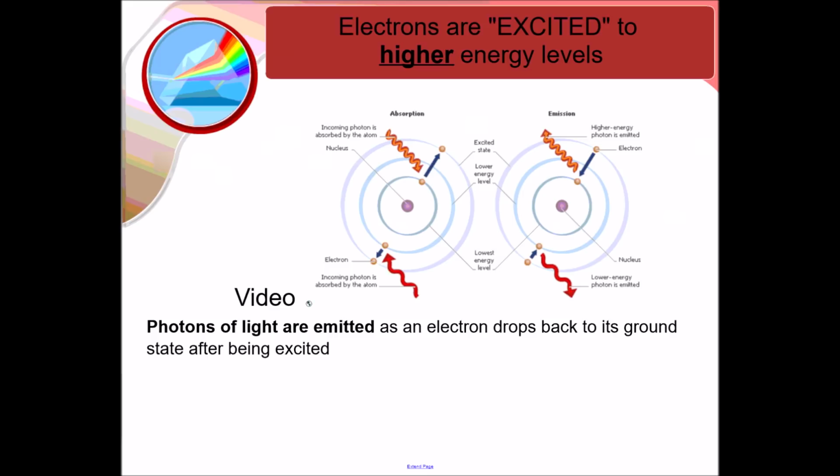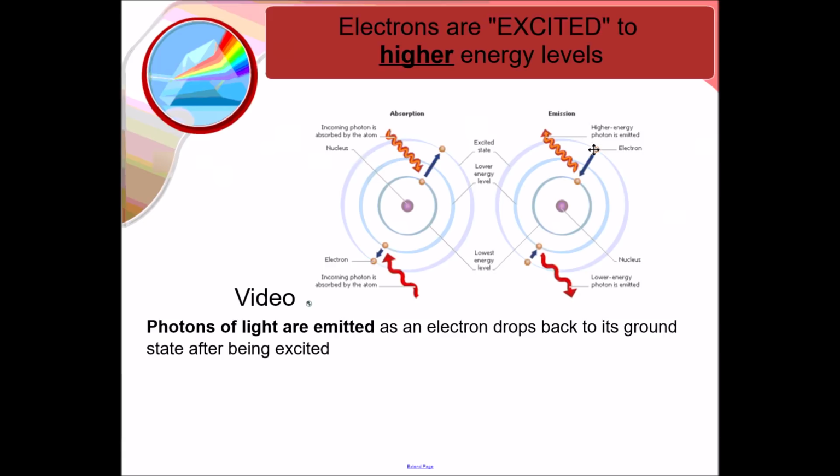This diagram illustrates how electrons behave when they are excited to a higher energy level. Imagine if the source of energy in this diagram is coming from the sun. The incoming photon is then absorbed by the atom. The electron gets excited and moves to the higher energy level. This is called absorption.